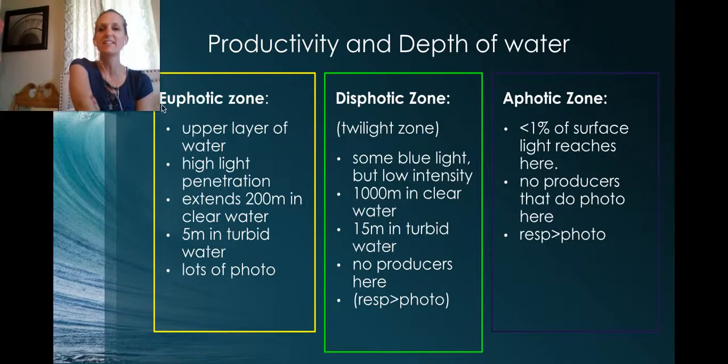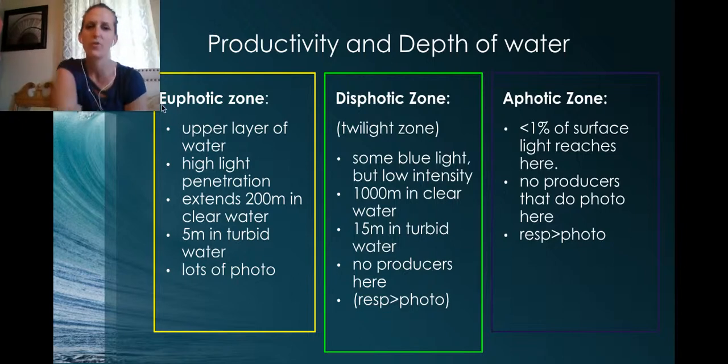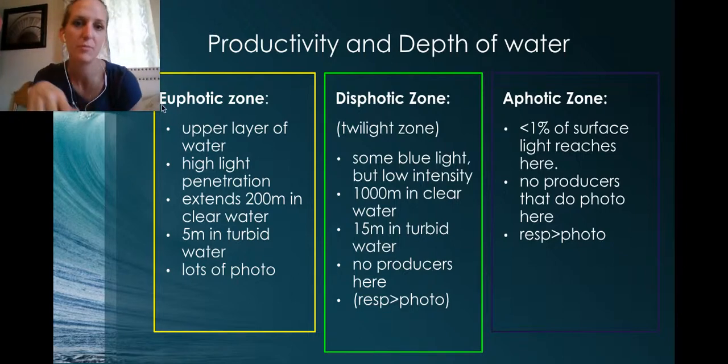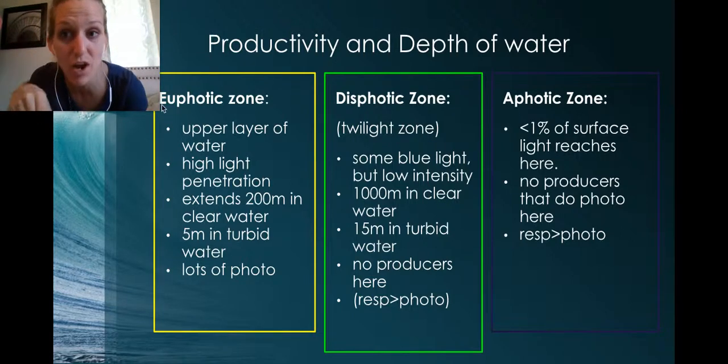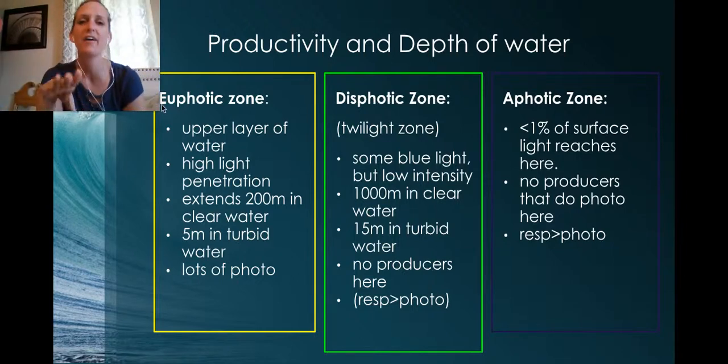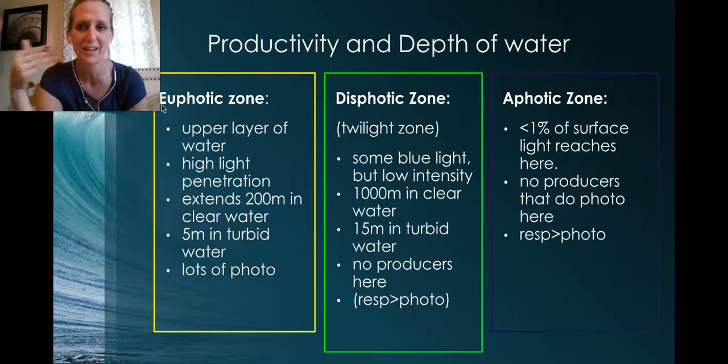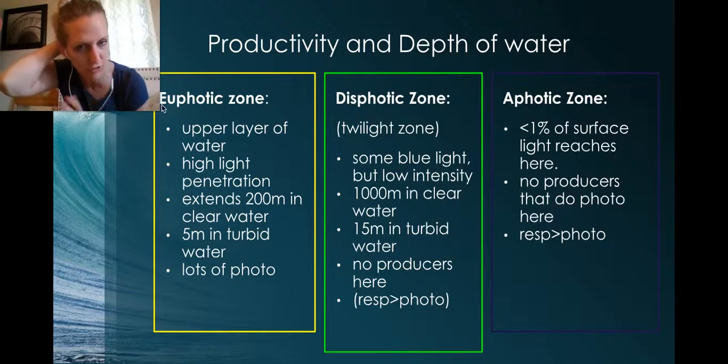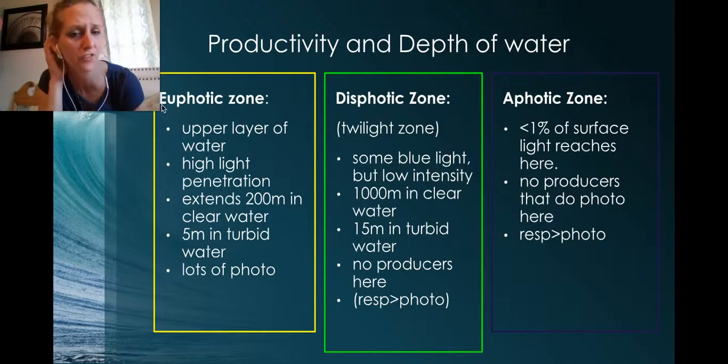Dysphotic zone, dys is going to be like a negative connotation. We also can call this twilight zone. Some blue light can go down there, but it's really, really low light intensity. In really clear water that is not moving, where you don't have a lot of runoff and the water is not getting mixed, it can penetrate down to 1,000 meters, but the light penetration is super low, or the energy you can give them is super low. In really turbid waters, this can go to 15 meters. We could call this the dysphotic zone.